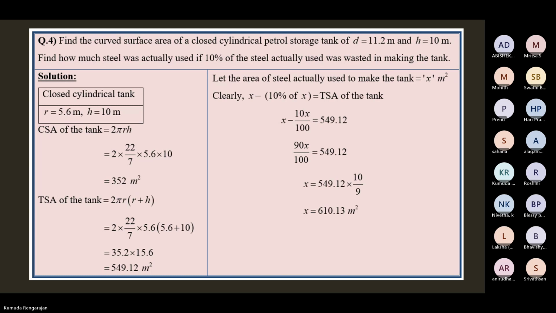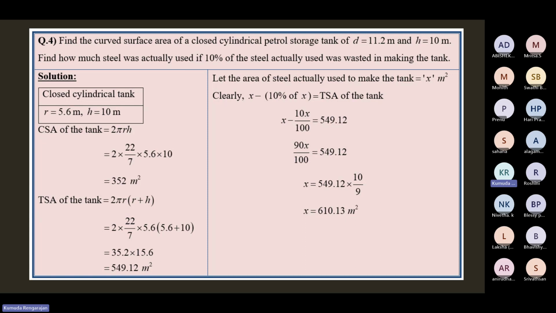Next one. Find the curved surface area of a closed cylindrical petrol storage tank. See, it's a closed tank, but they want you to find only the CSA. Find the curved surface area of a closed cylindrical petrol storage tank of diameter 11.2 meters and height 10 meters. Find how much steel was actually used if 10% of the steel actually used was wasted in making the tank.